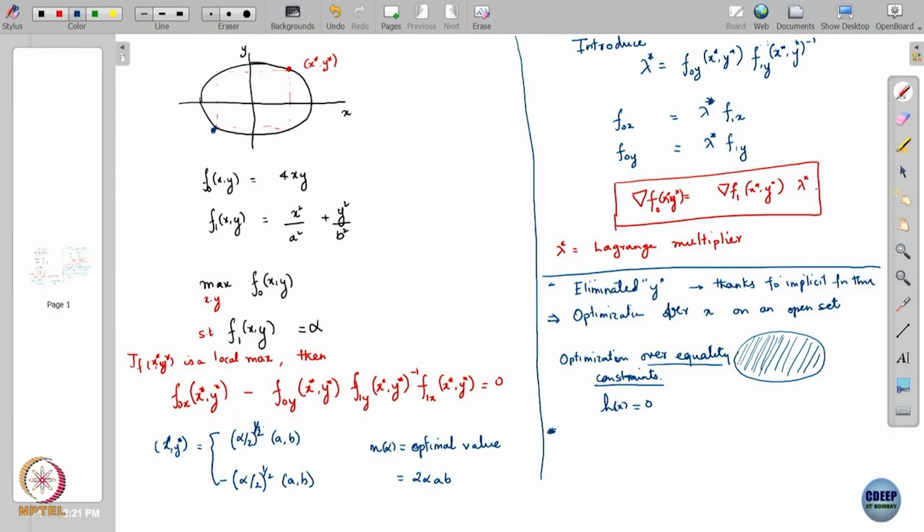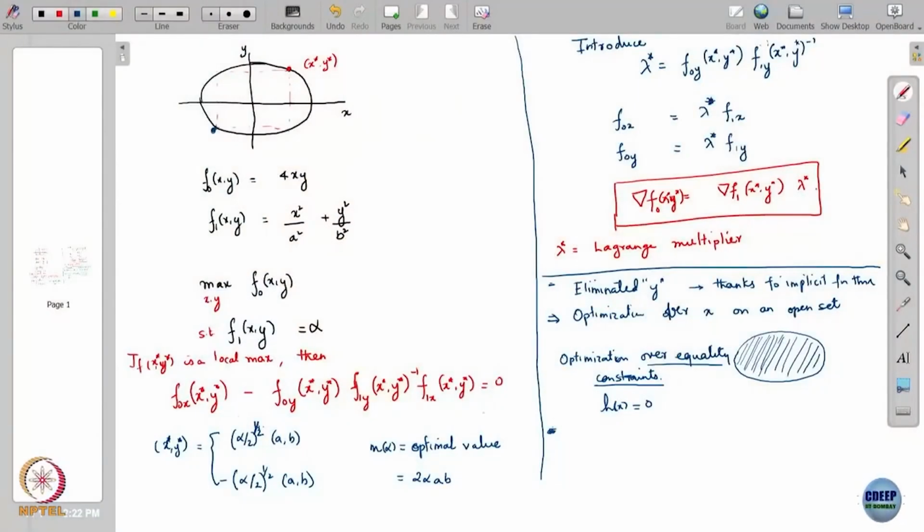So, what we have done here is basically, if we can replicate all these kinds of steps for general problems with equality constraints, we should be able to get a general purpose result for how to solve those sorts of optimization problems. Okay.